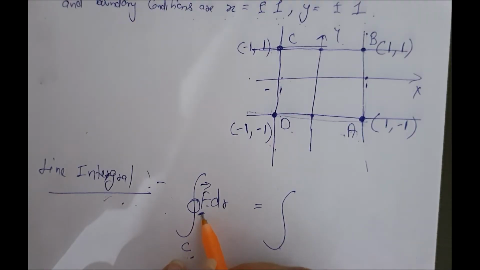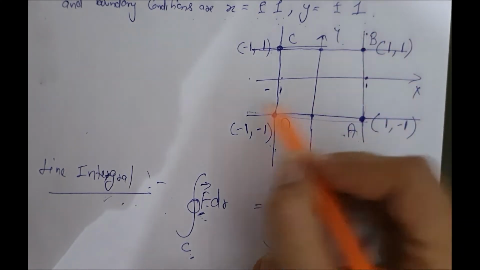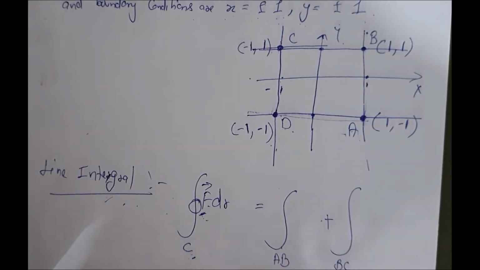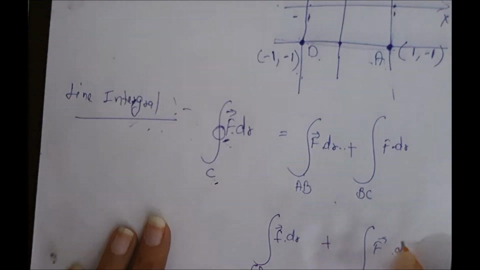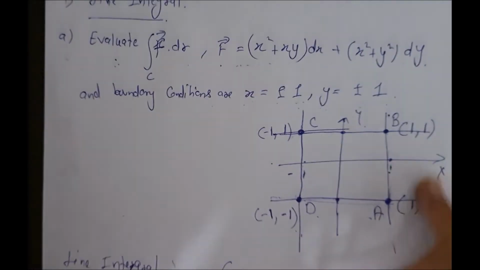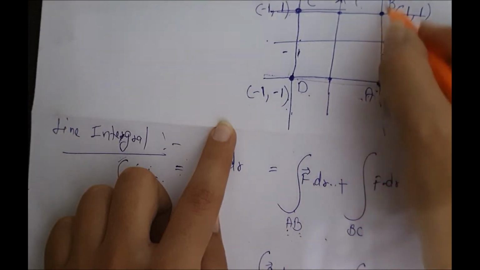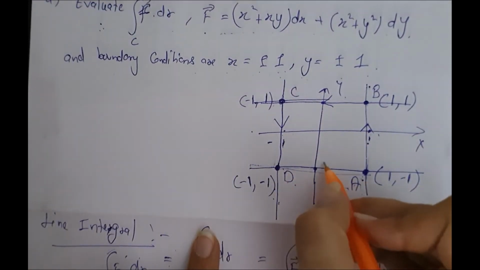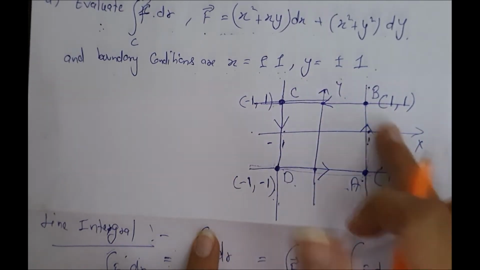If we have to find the closed line integral of any function, we have to divide it in terms of its lines. Like here 4 lines are there: AB, BC, CD plus DA, that is F·dr along each. So like this we will find the closed line integral of this function. Firstly we find the line integral of AB, then BC, then CD, then DA. We will move like this.